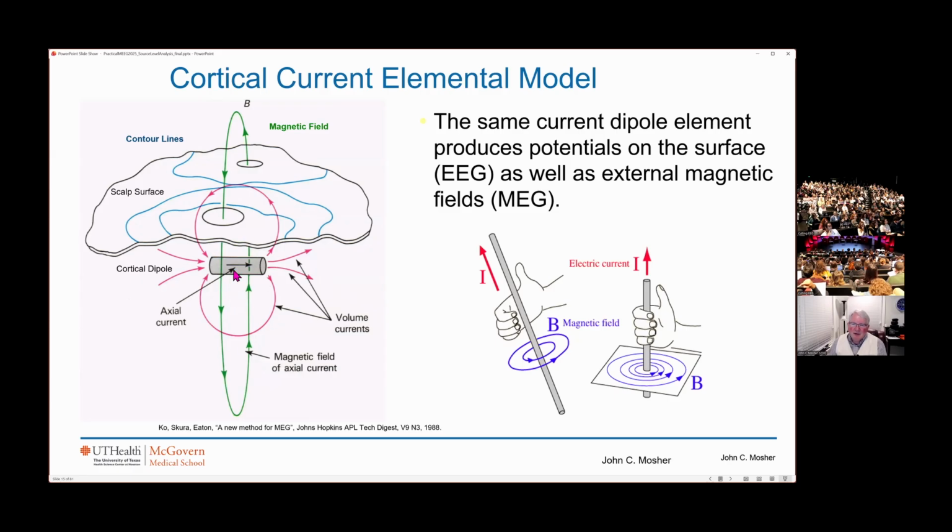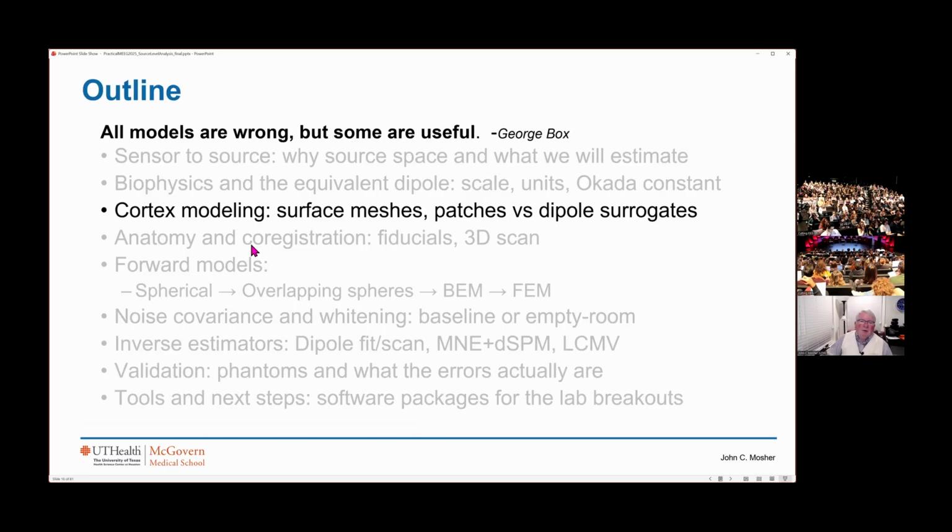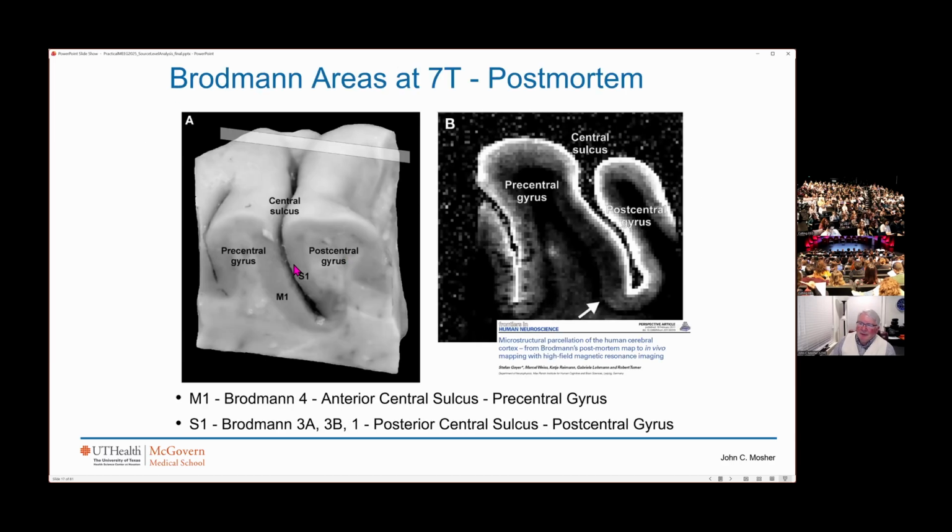And because of this activity, it creates the magnetic field, again by the right-hand rule, flowing around it, and it creates positivity and negativity. So we have EEG and MEG all coming off of a very common model. So how are we going to exploit that? This is where we come into cortical modeling, looking at the surface meshes and patches.